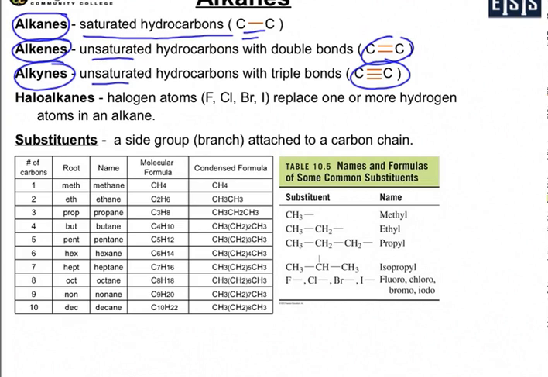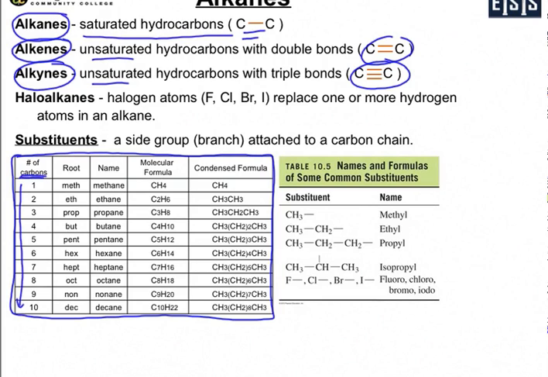Now, I'll also have a video on how to go about naming organic compounds, but I'll do a little bit of that right here to talk about alkanes by going through this table over here. The first 10 alkanes, and what I mean by 10 is you look at the number of carbons, from 1 down to 10 carbons.